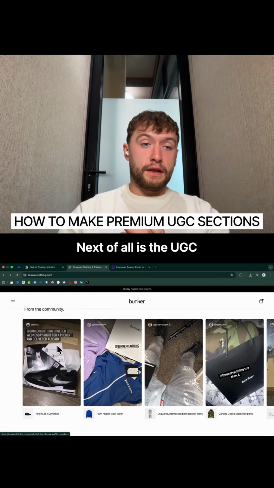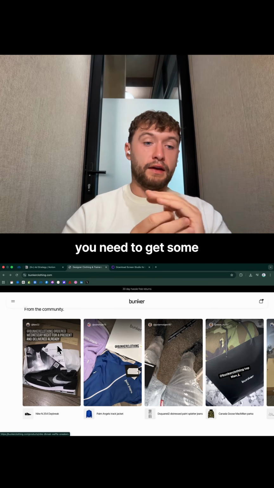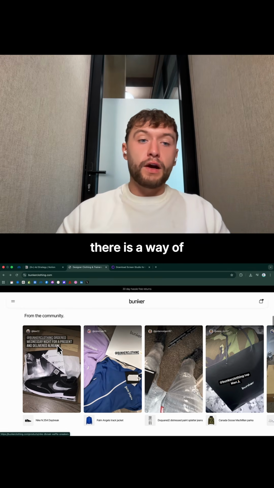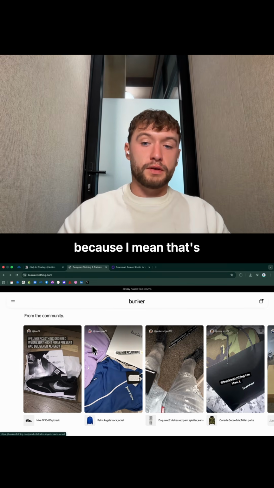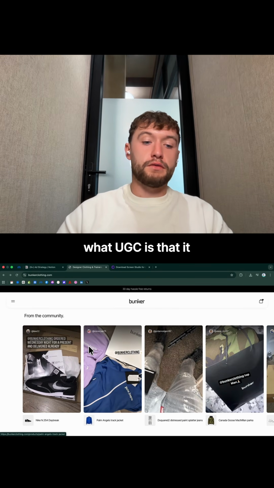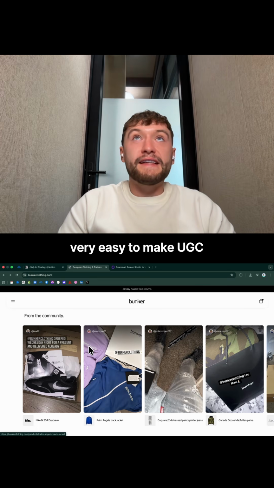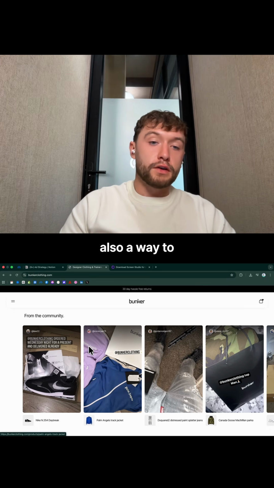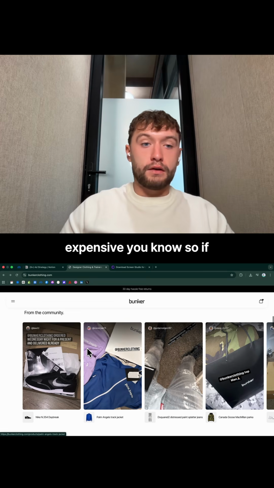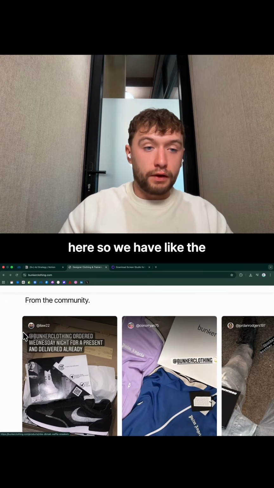Next of all is the UGC. So at this point, you need to get some trust in. And I mean, there is a way of doing this so it doesn't look cheap, because that's kind of like the most common misconception with UGC, is that it looks cheap. And you're not wrong that it's very easy to make UGC look cheap, but there's also a way to make it look expensive.